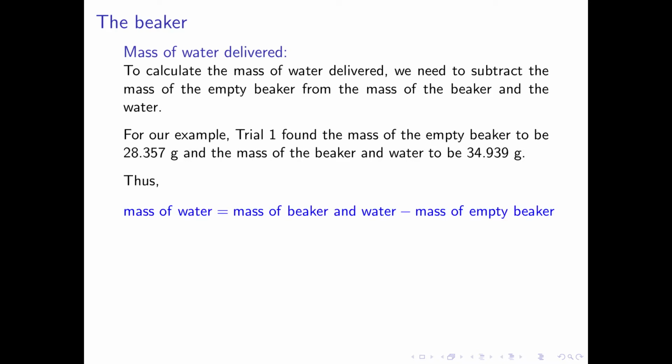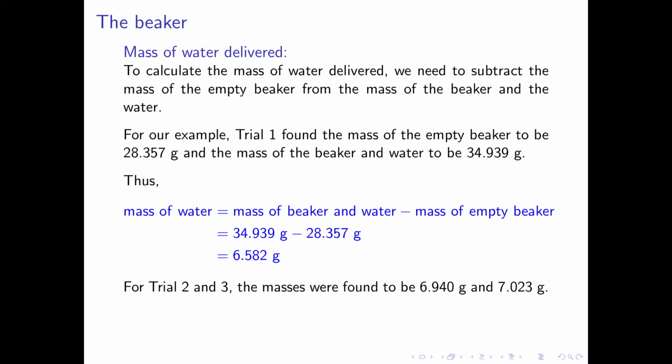Therefore, the mass of the water is equal to the mass of the beaker and the water minus the mass of the empty beaker, or in this case, 34.934 grams minus 28.357 grams, which gives a value of 6.582 grams of water delivered. The remaining 2 trials of my data, the masses were found to be 6.940 grams and 7.023 grams. Your numbers will be slightly different.